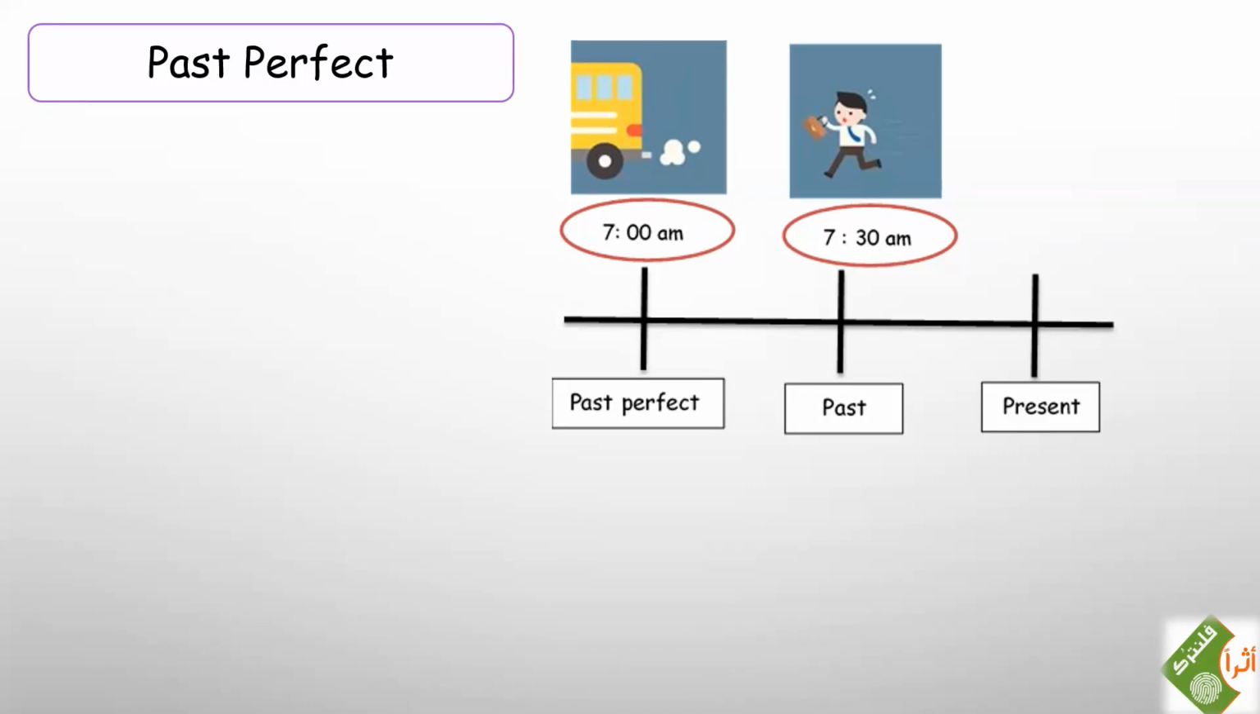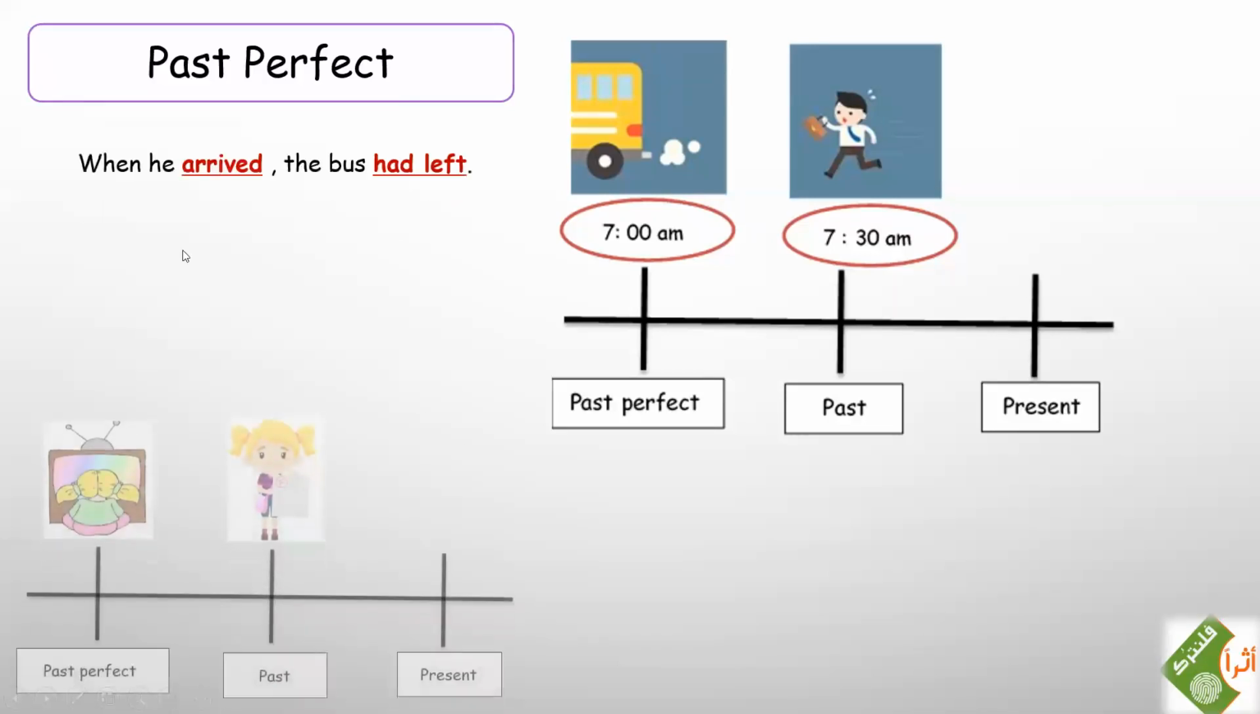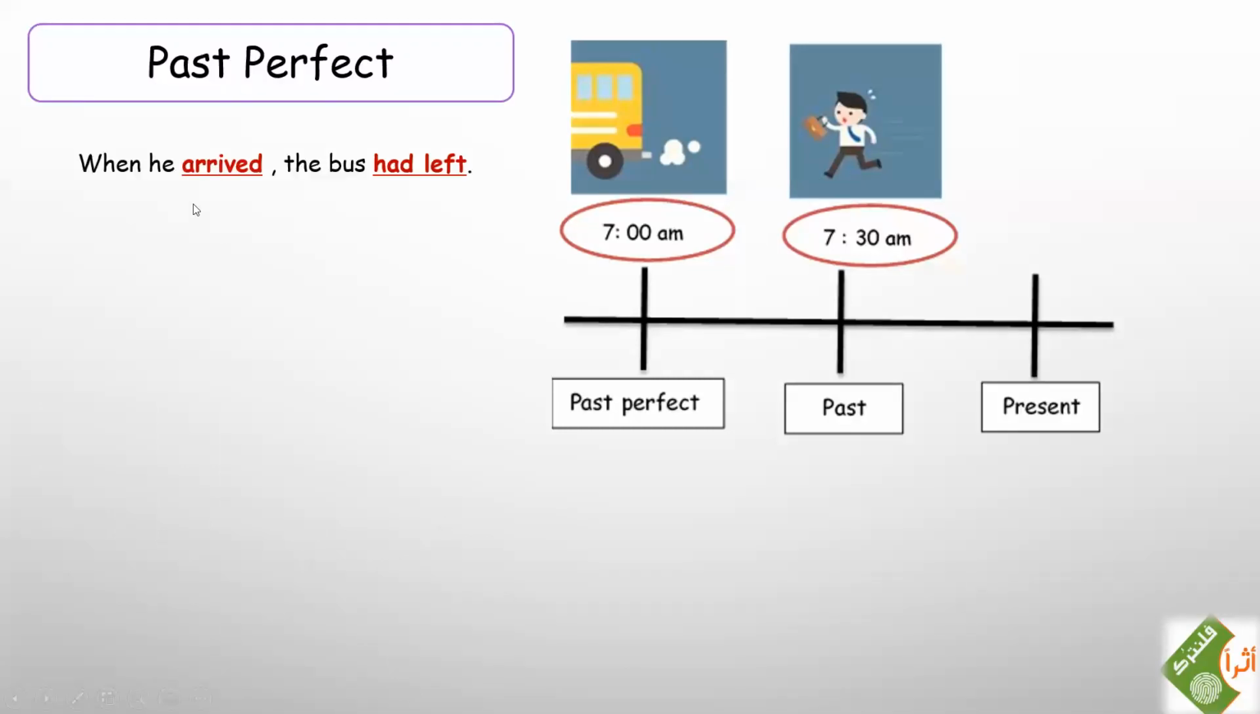So we have two actions, but those two actions are in the past. So if I want to make a sentence out of these two events, I can say, when Ali arrived, why arrived? Because it's in the past, it's not present. Now the time is 8:20. The bus had left. I add had and then left. Why? Because this is past perfect. This action or this situation happened before this. So both of them are in the past.